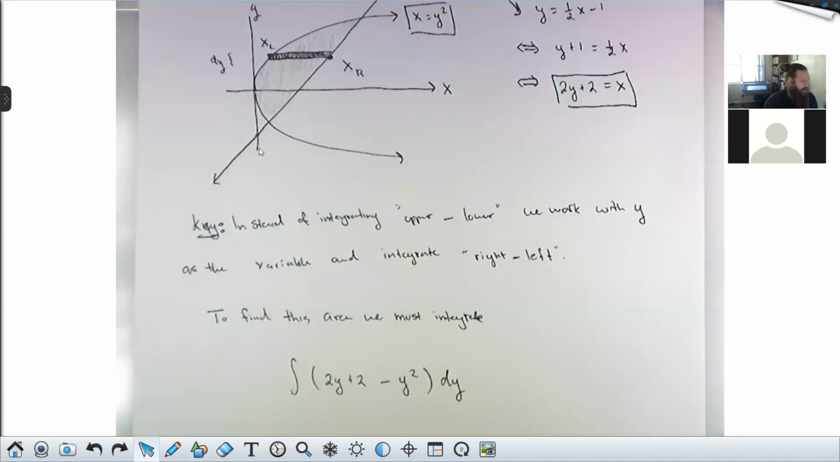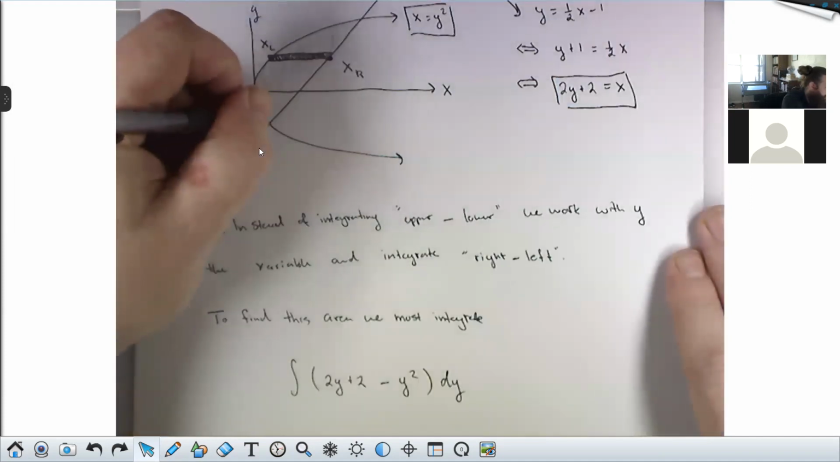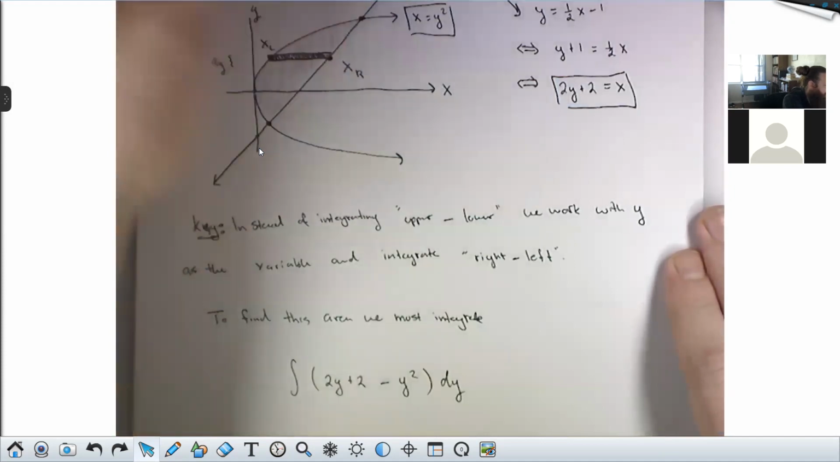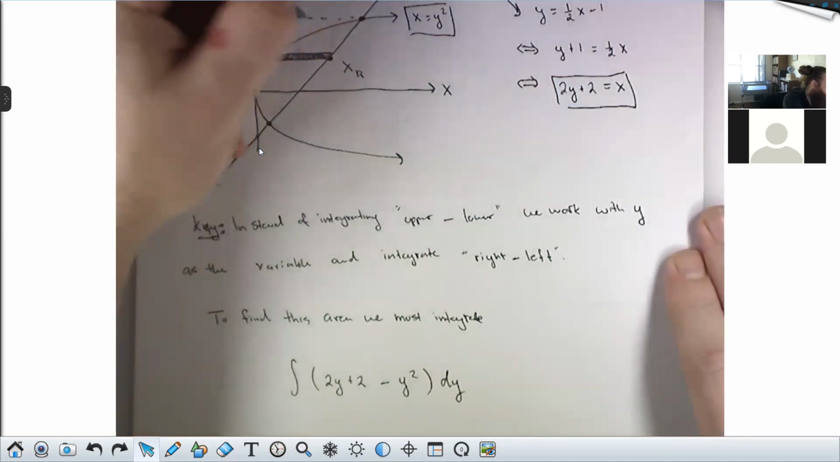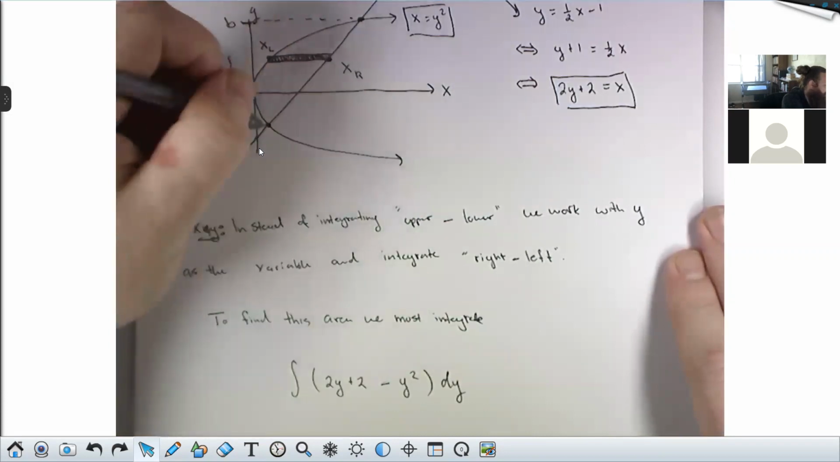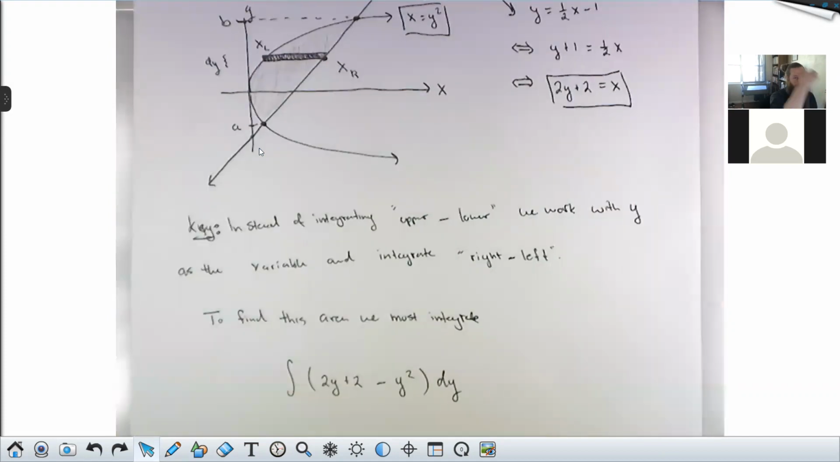The catch is we need to find these y values. I need to know my bounds, my limits of integration. So I'll call this y value up here b. I'll call this one down here a.